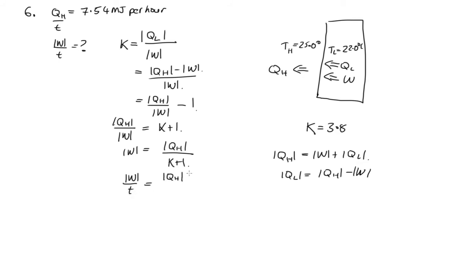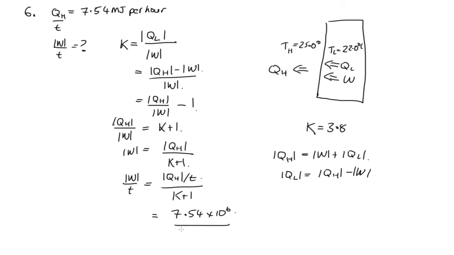So that's QH over time over K plus 1. I put it over the QH because that's what we know. Okay, so now we've got it in terms of things that we actually know. So this is 7.54 megajoules, so that's times 10 to the 6 per hour. And this is, well, divided by the time.